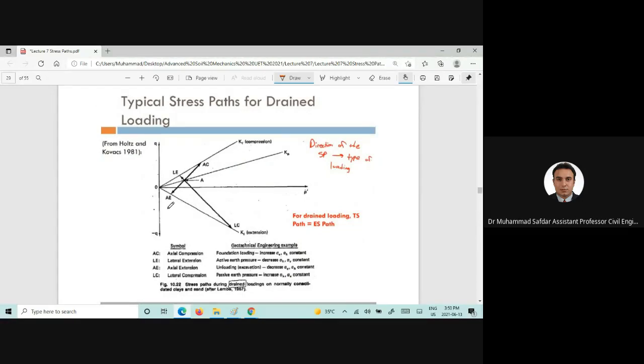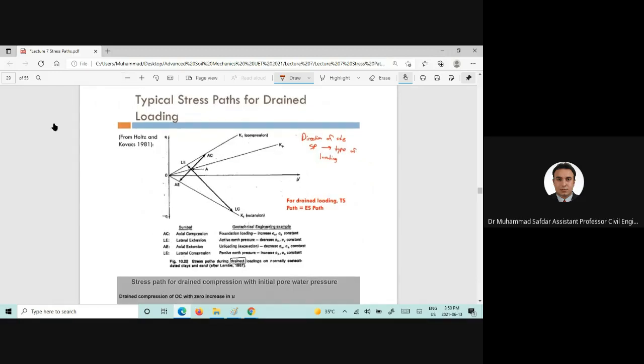Now, this is the summary of the stress paths for drained loading. The direction of the stress path is dependent upon the type of loading. Okay, so this is the first point which you need to note down. For drained loading, the total stress path is equal to the effective stress path. This is another important point which you need to note down.